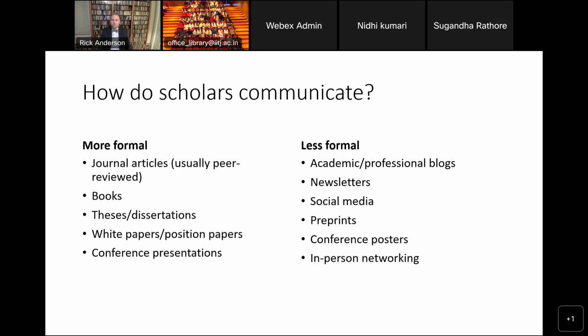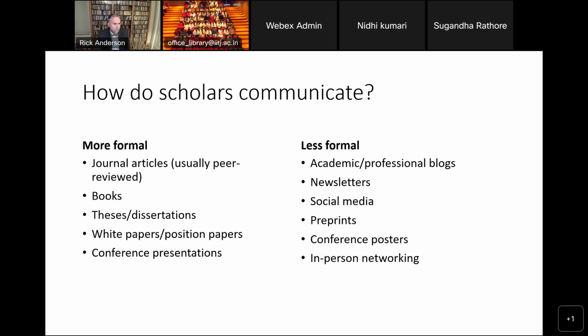And another thing that happens at a conference is simply in-person networking. That is a form of scholarly communication. When I run into one of my colleagues at a conference whom I haven't seen in a year, and we sit down and chat about the things that are going on in our institutions and the programs that we're undertaking, that is a form of scholarly communication, and it can be a very important one.